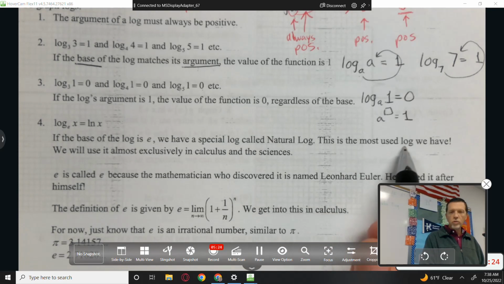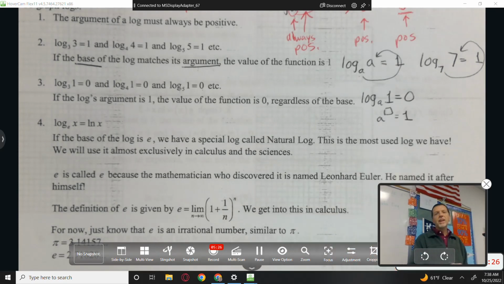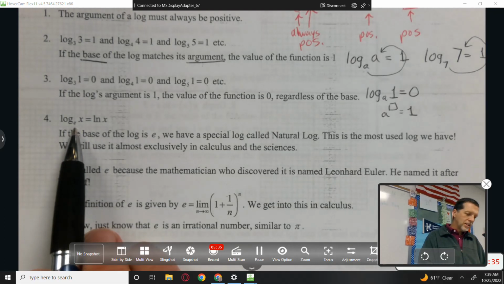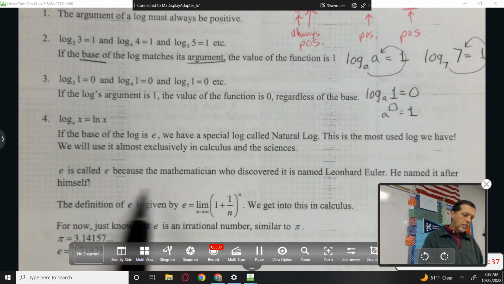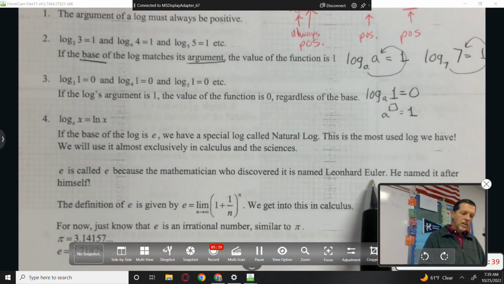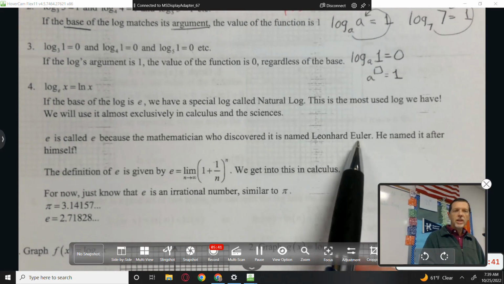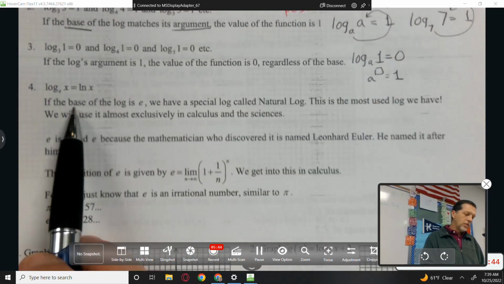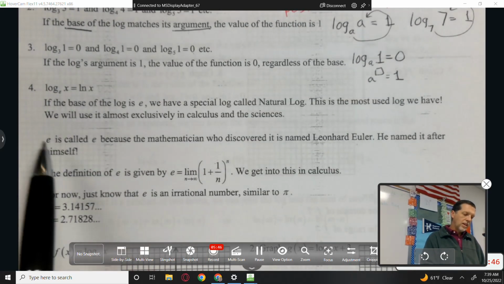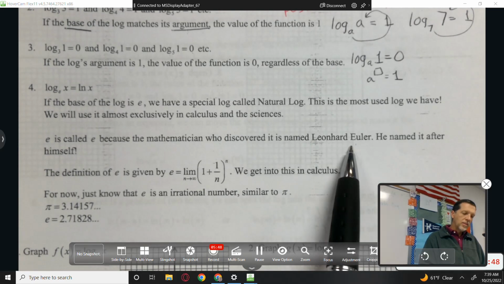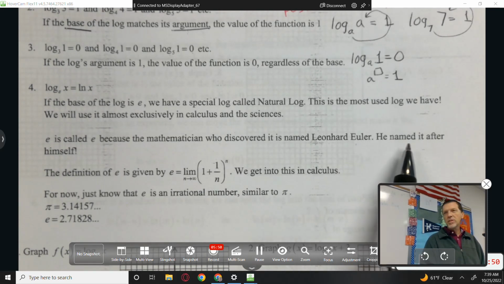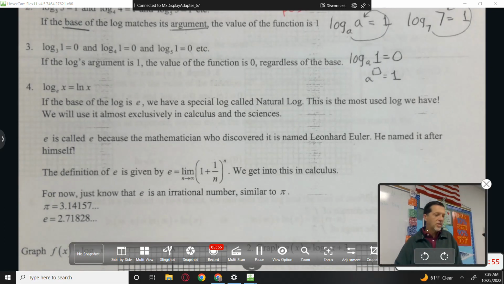This is the most used log we have. Basically, it comes up in calculus, it actually comes up in nature, this number E, and so because it comes up so often, rather than writing log base E all the time, this guy who figured this out, Euler, he's named it after himself, and we just use natural log. And E is from his name, Euler. So you come up with something fun or fancy in math, you get to name it after yourself.